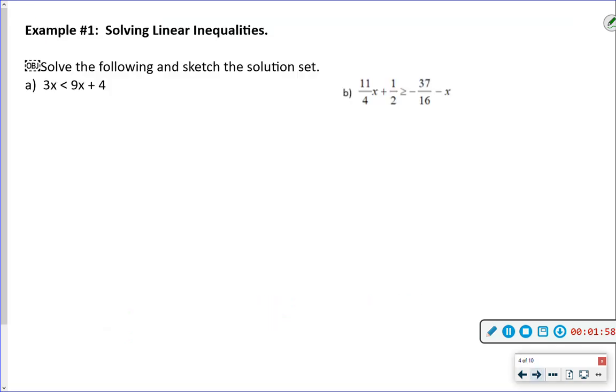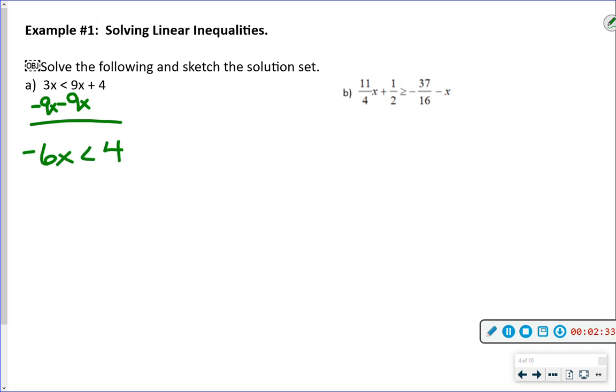Let's get into it. Solve the following and sketch the solution set, okay? All right, as always, let's get the x's on one side. Now, normally, it doesn't matter if we subtract the 3x or the 9x. I really don't care. But when you solve an inequality, you usually want the variable on the left side so you can read it. So just to save any work or switching anything around, I always put the x's on the left just to save me a step. So this time, I'm going to subtract 9x. So then I have x on the left.